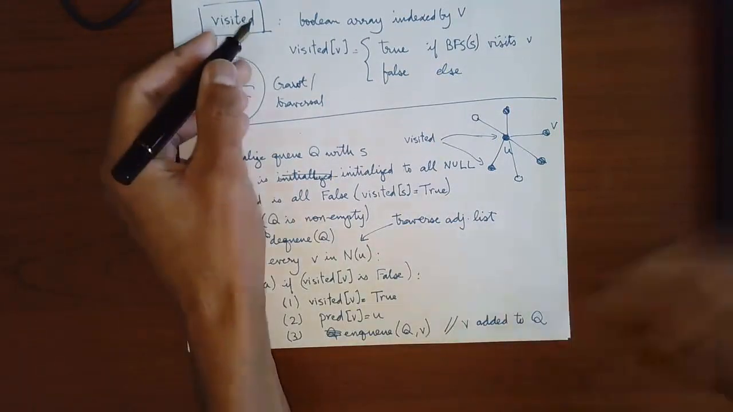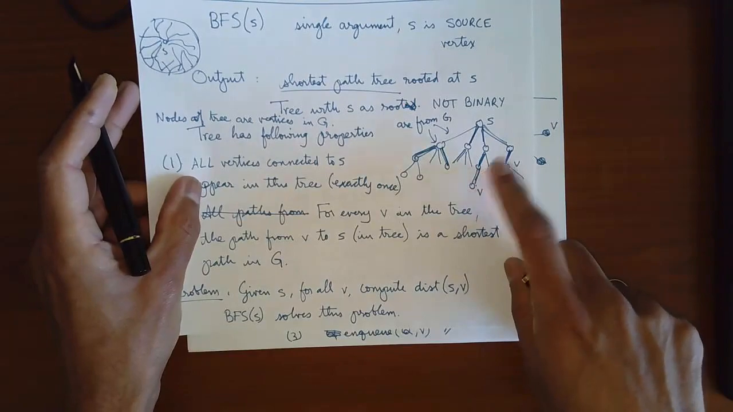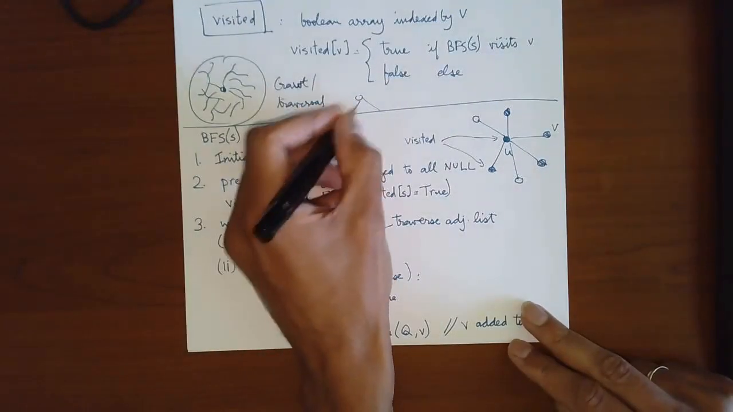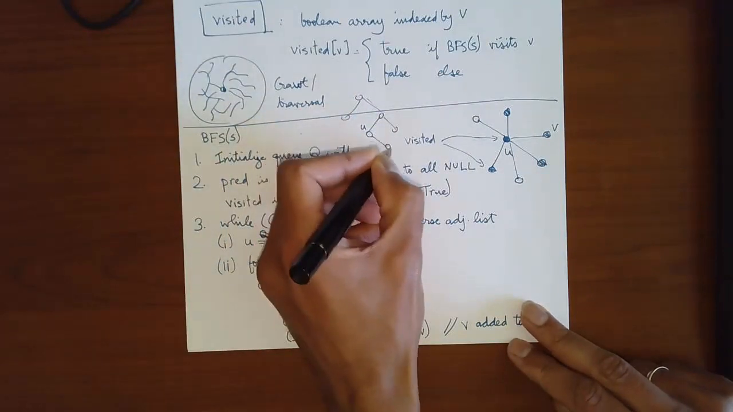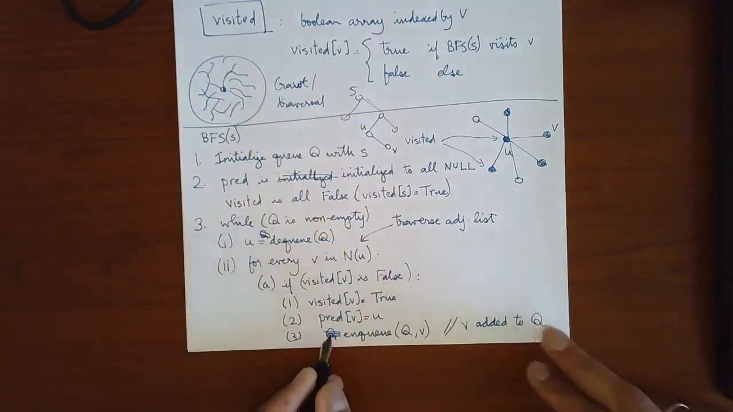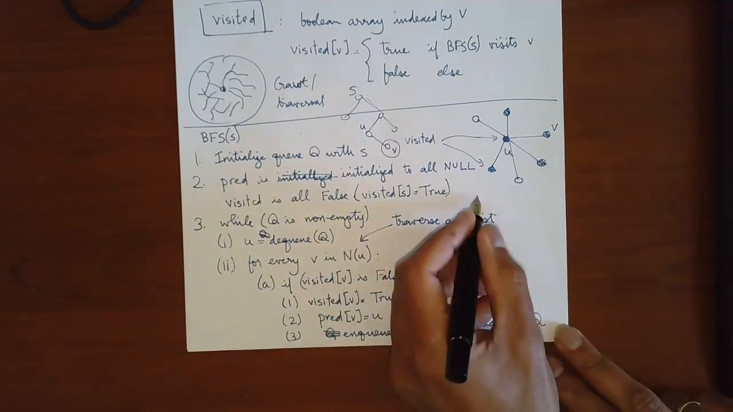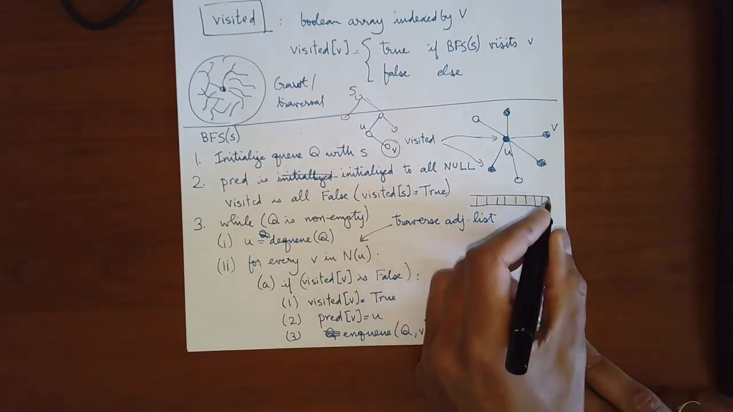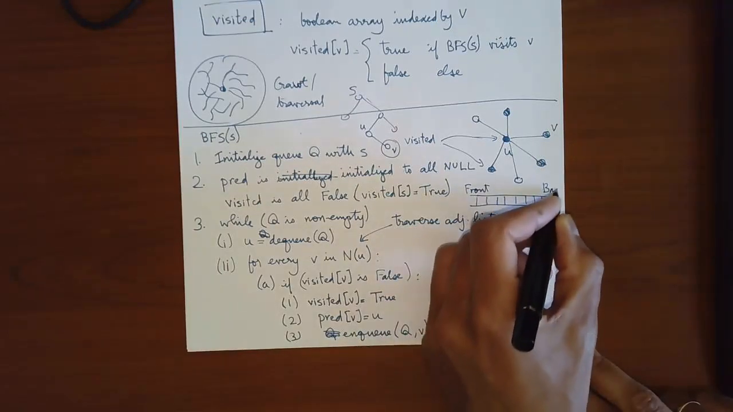So remember, the predecessor is storing the tree because that's the parent. The predecessor is storing the tree. So in that shortest path tree that I have, I've essentially set V's parent to be U in the shortest path tree. And then I add V to the queue. So there's this queue of vertices, right, which are being processed. And so let's say this is the front and this is the back.